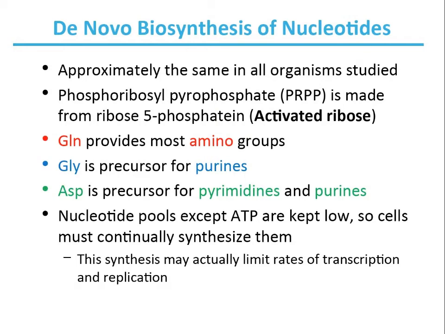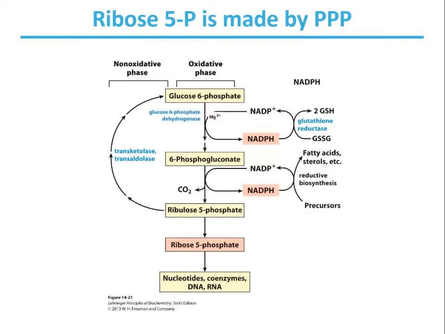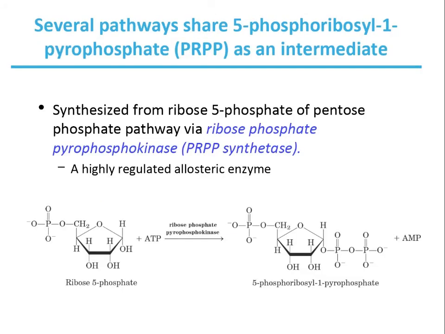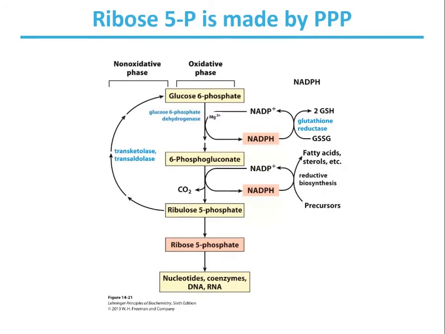This PRPP is very important and we will talk about it a lot, through this building block that comes from the pentose phosphate pathway, through which we synthesize the nucleotides, the coenzymes, and the DNA and RNA, okay? Of course, here there is a loop. This loop is important to keep the level of ribose 5-phosphate up high, so ribose 5-phosphate can be converted to glucose 6-phosphate and then it will go on. Okay, it will come back. The precursor.